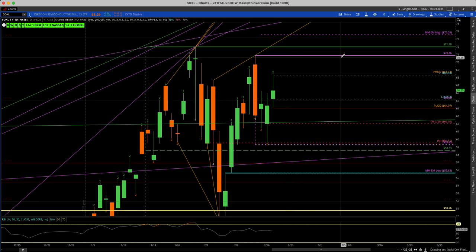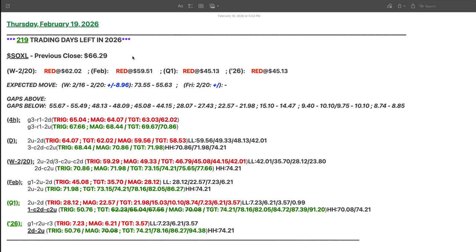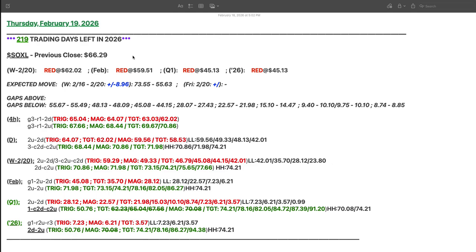All right, let's go ahead here to the notes and look at just the hard numbers, right? Because I've been looking at the charts quite a bit here already. But right, this is for Thursday, February 19th, 2026. There will be 219 trading days left in 2026 on Thursday, and the close price on Wednesday, February 18th, was 66.29. We know the week flips red at 62.02, month at 59.51, then the quarter and the year got to get down to 45.13 to flip those to red.